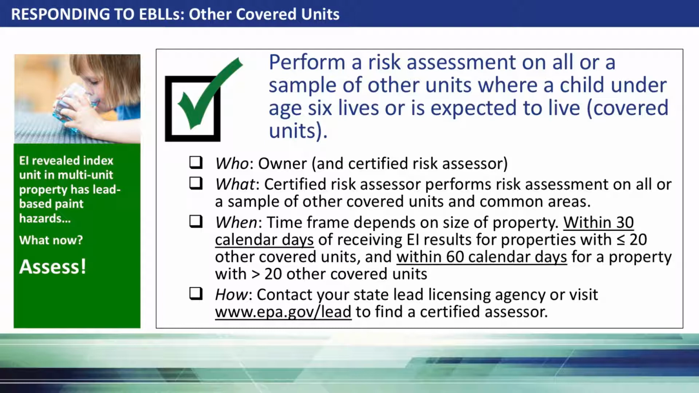Note that for other covered units, the owner is required to do a risk assessment, not an environmental investigation as is required for the index unit. A risk assessment is an on-site investigation to determine the existence, nature, severity, and location of lead-based paint hazards. It also includes a report explaining the results and options for reducing lead-based paint hazards. It can be performed only by risk assessors, certified or licensed by the EPA or an EPA-authorized entity.